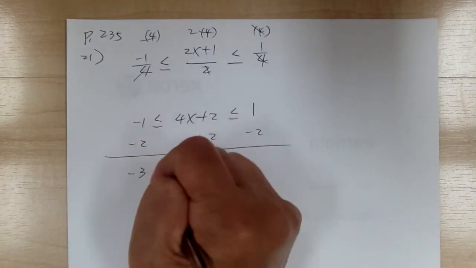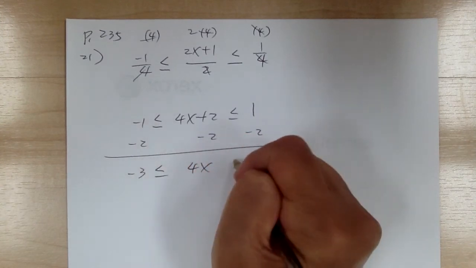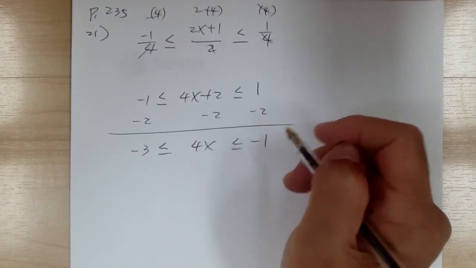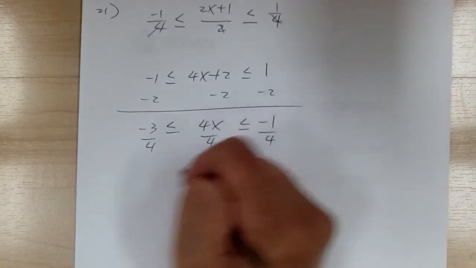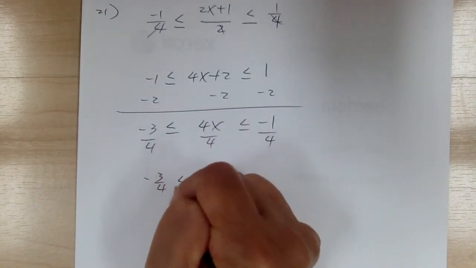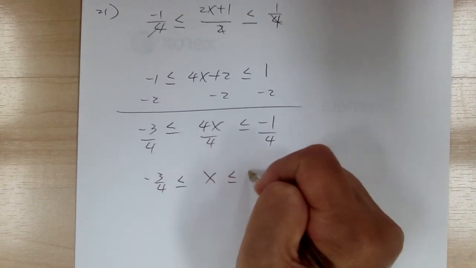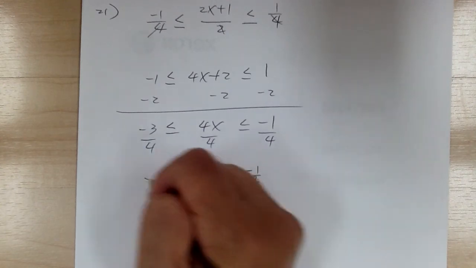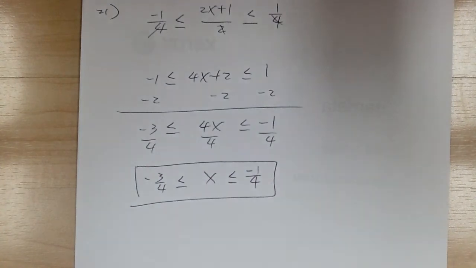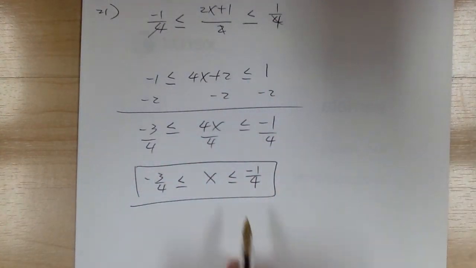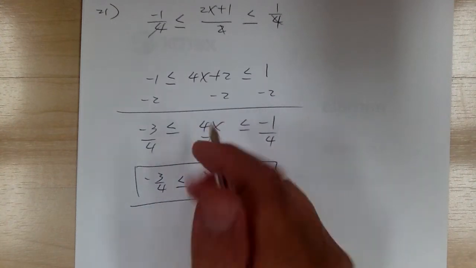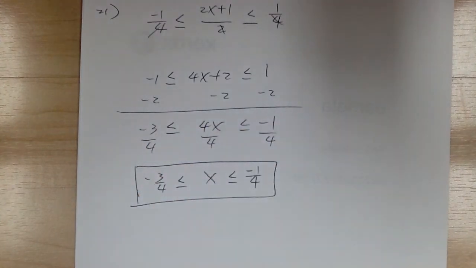So you're going to get negative 3 is less than or equal to 4x less than or equal to negative 1. And then again, divide by 4 on all three parts. So you got negative 3 over 4 is less than or equal to x less than or equal to negative 1 over 4. And that's it. So again, if you cannot get the x in one place, then you have to separate them. But in this case, you don't have to because the variable is only in one place.